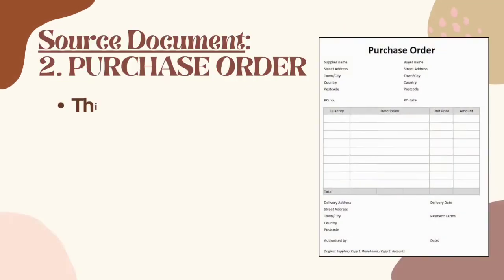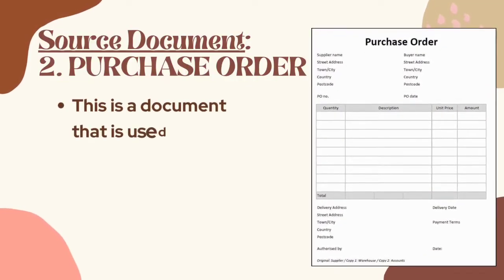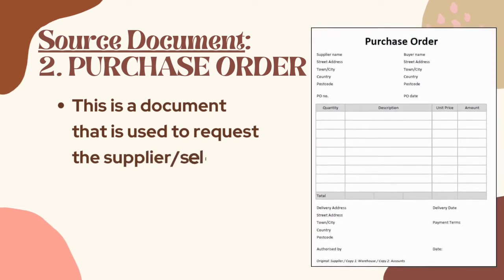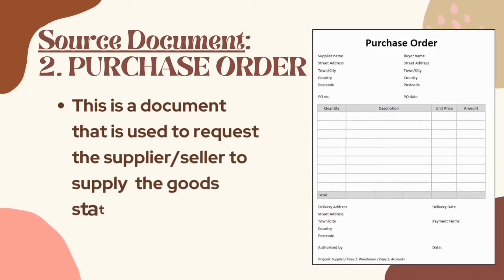The next is purchase order. A purchase order is also a document that is used during business transactions. It's a document that is used to request the supplier or seller to supply the goods stated. So the purchase order is something a customer uses to order goods from the supplier or the seller. That document will show the product the customer wants, the prices, and the quantity, how many of those goods the customer wants.